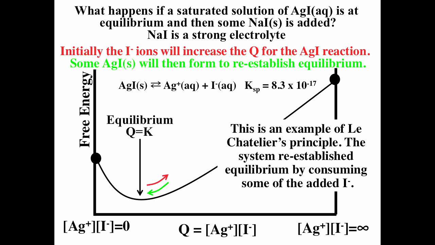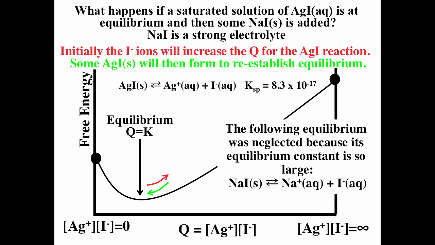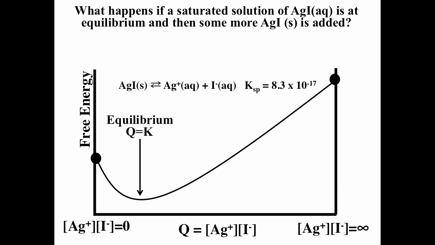We were at equilibrium, we added some iodide ions, so that disturbed it from equilibrium, that pushed the boulder to the right. The system then consumed some of those iodide ions, getting back to equilibrium. We had pushed the boulder to the right, and the dang boulder just rolled back down. And in this case, we didn't have to worry about the equilibrium for the sodium iodide because it is so large, so we just consider it as if it went to completion.